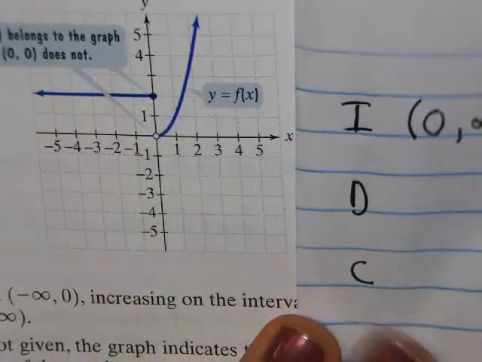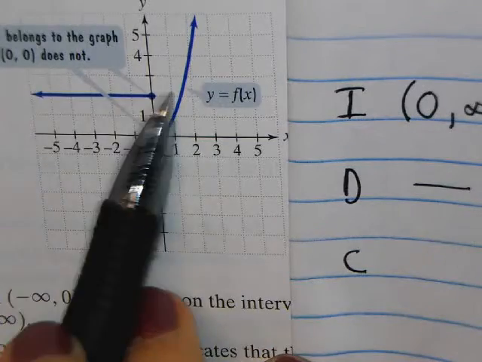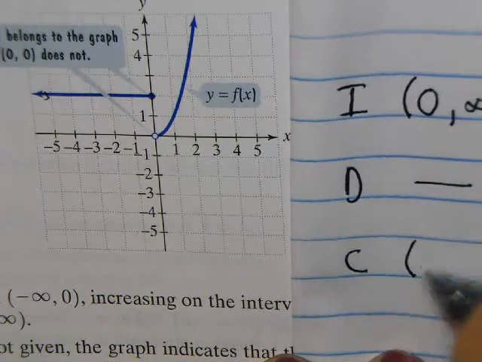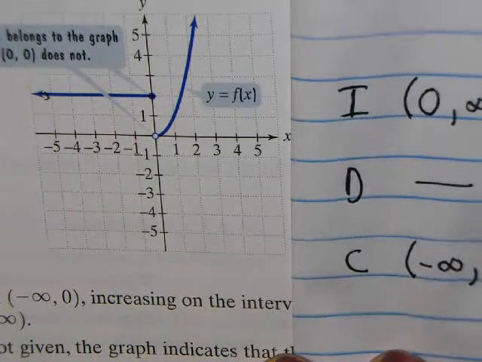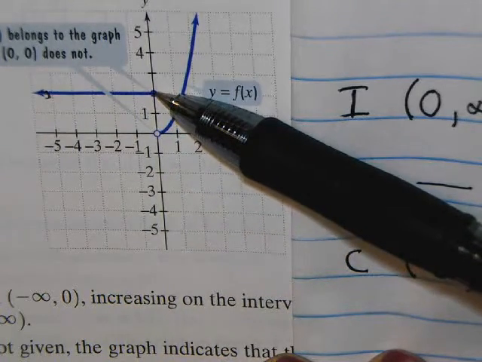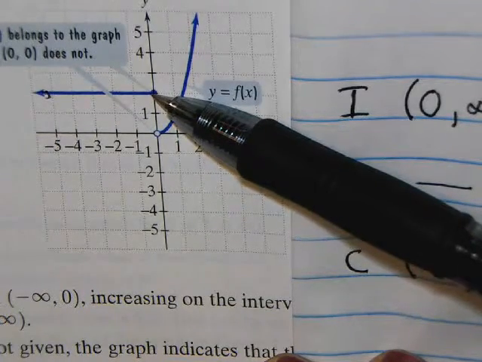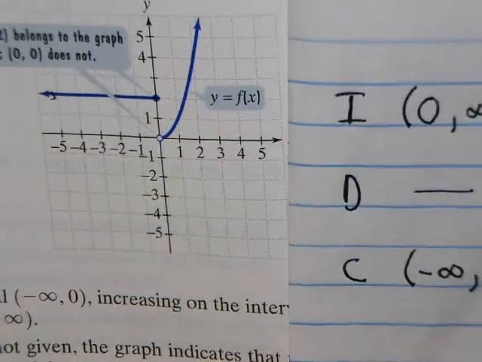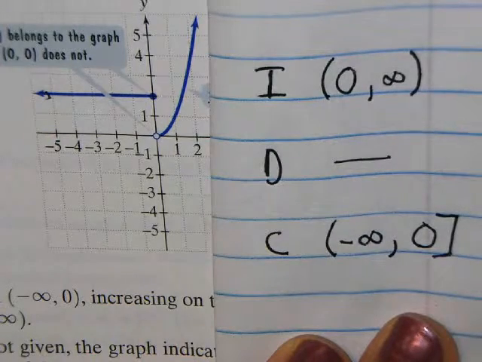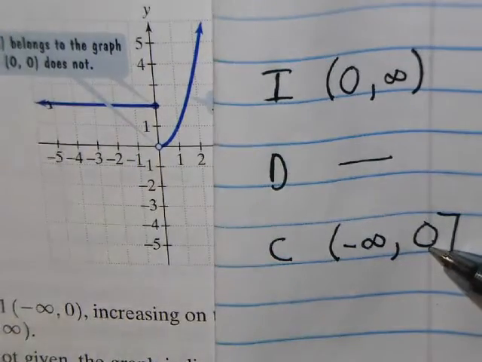And constant. It's constant all along here, and that arrow means it continues all the way to negative infinity. So from negative infinity to 0, it remains constant. Now, that dark, filled-in dot means that at 0, the function is indeed constant. So to communicate to me that that 0 is included, you'll put this bracket. That tells me that the value when the function is 0 exists on the graph. Okay?